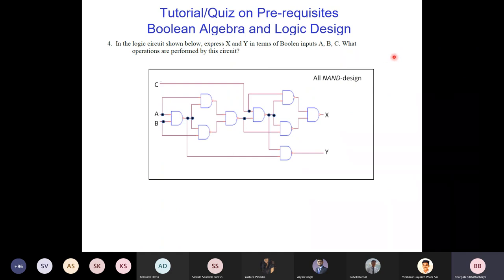Okay. So here you can see that this is a combinational circuit, right? Because there are no state elements or flip-flops. So you have three inputs A, B, C, two outputs X and Y, and all these gates are NAND gates. This is called an all-NAND design. Are you familiar with this circuit?